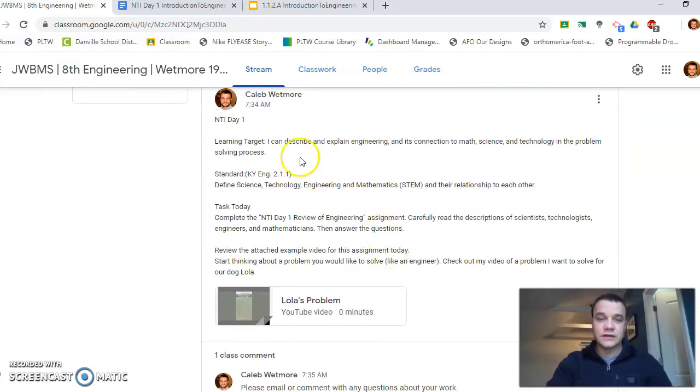So today, learning target: I can describe and explain engineering, and how it connects to math, science, and technology. Today, the assignment specifically is review of engineering. If you look here at the task today, it says complete the NTI day 1 review of engineering assignment. Carefully read the descriptions. We're going to go over something that'll help you with that in just a moment. Down here, when it says review the attached example video, that's a different video. That's what I'm doing right now, and you'll find that on your classwork page.